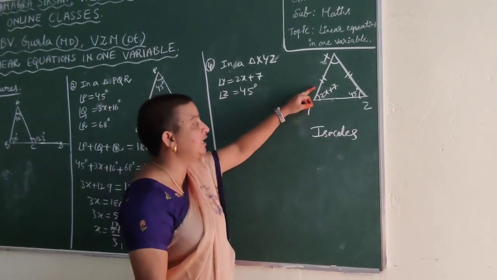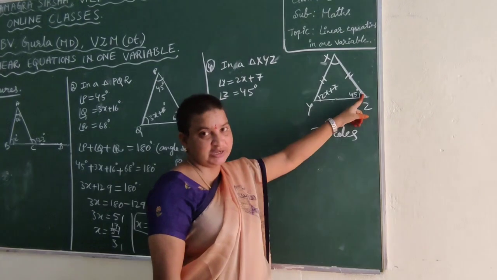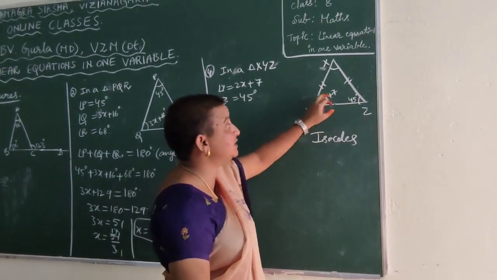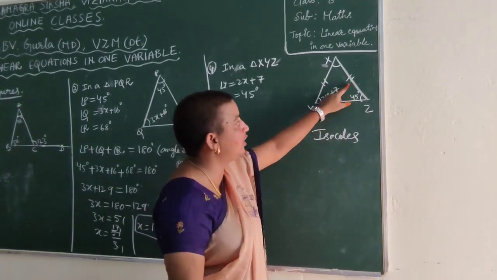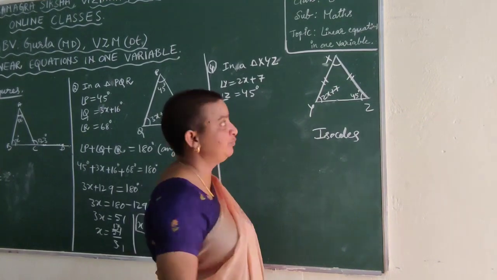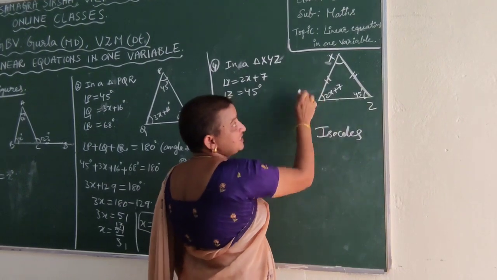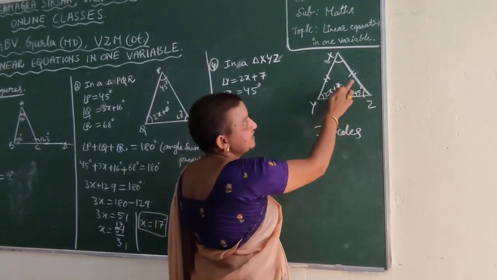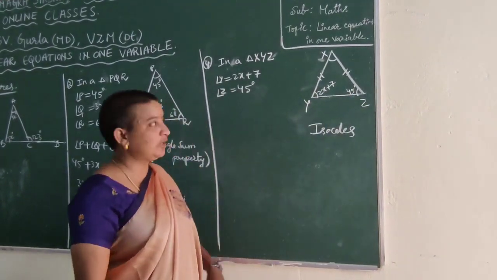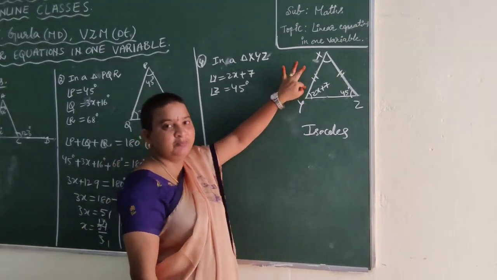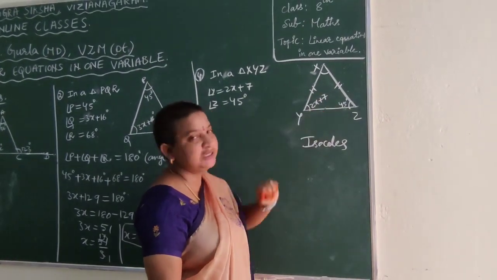Okay, in an isosceles triangle, we already know about angles. In an isosceles triangle, the opposite angles of two equal sides are equal. Here, the two equal sides are XY and XZ. The opposite angle of XY is 45 degrees and the opposite angle of side XZ is 2x plus 7. Okay, in an isosceles triangle, the opposite angles of two equal sides are equal.